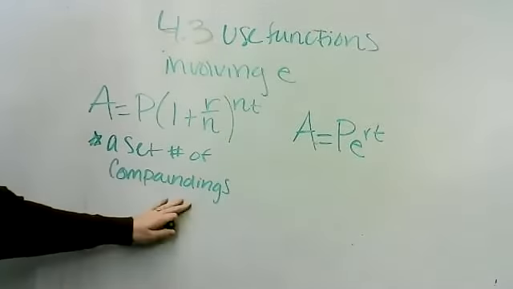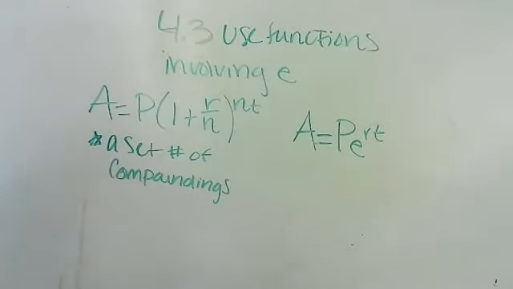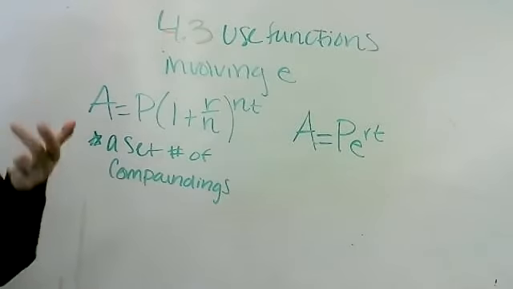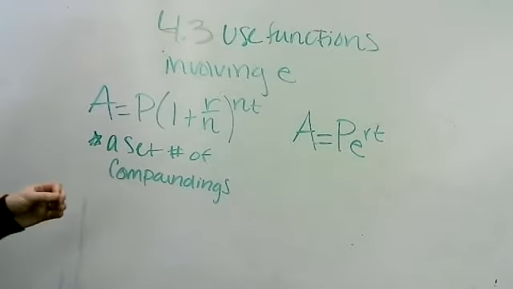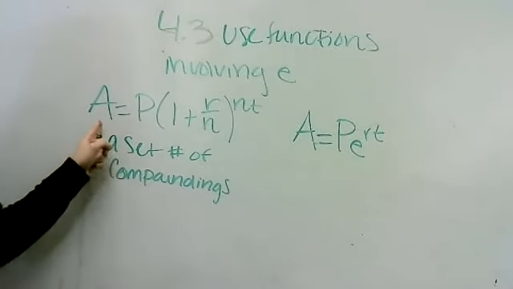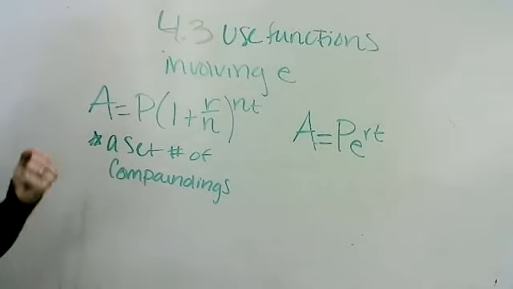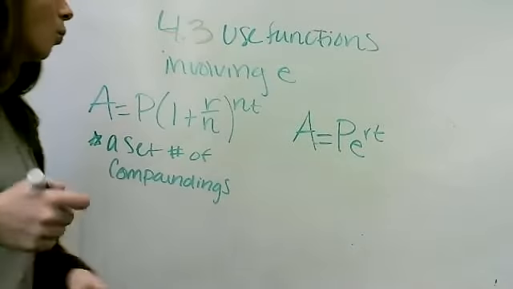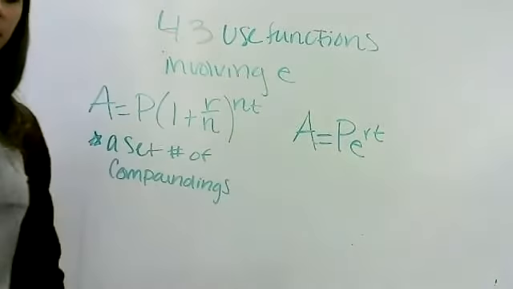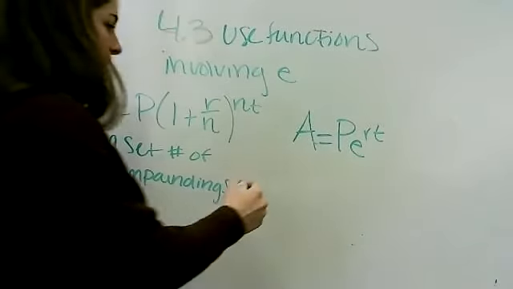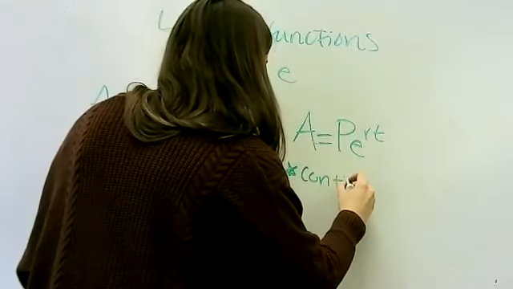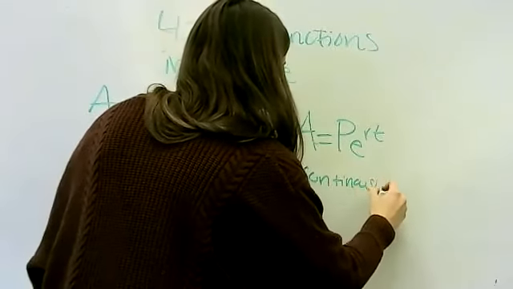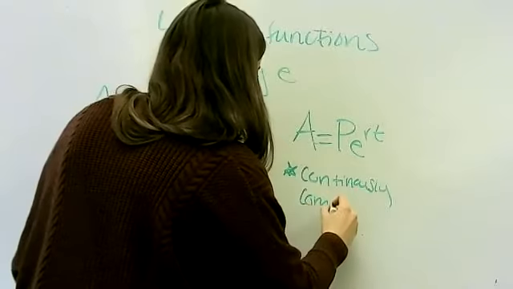Okay, a set number of compounding. So this is again, for example, let's say you're going to compound daily, monthly, yearly, semi-annually, quarterly. All of those things use this function because there's a set number of compoundings. Once we get to this function over here, when we're using that equation, this is for continuously compounding.